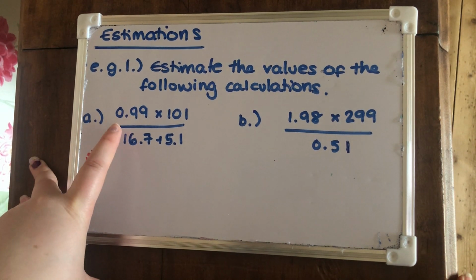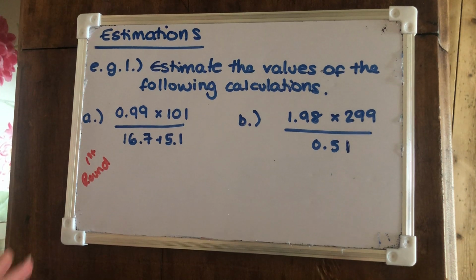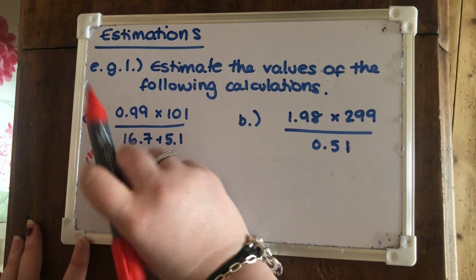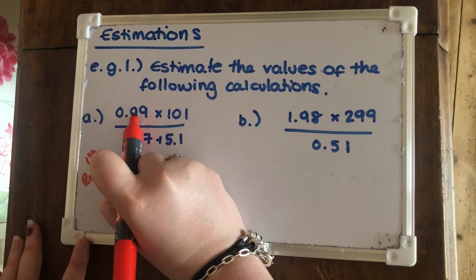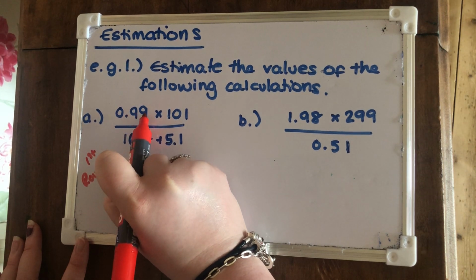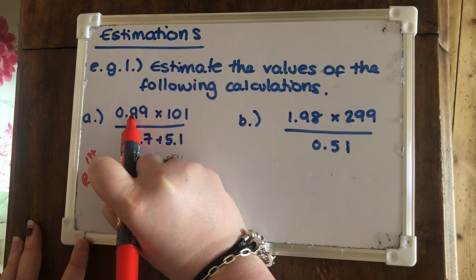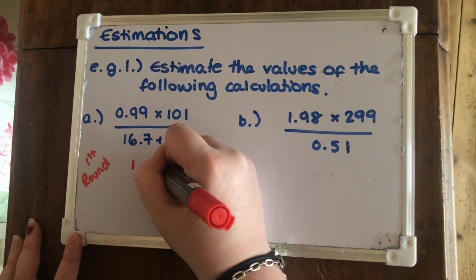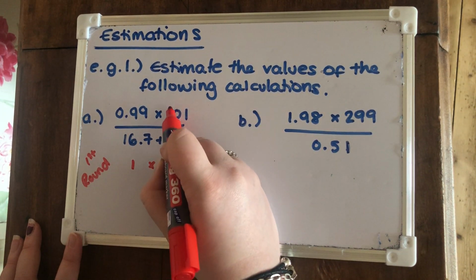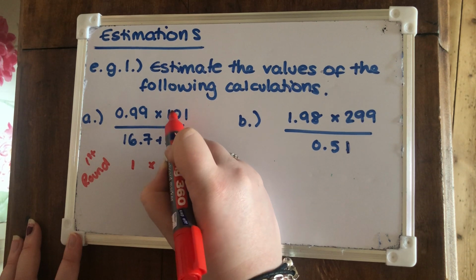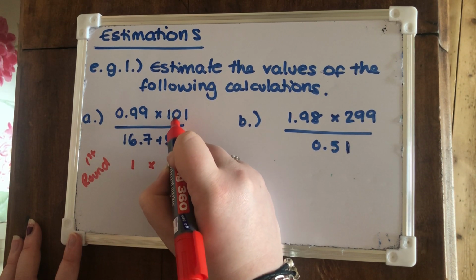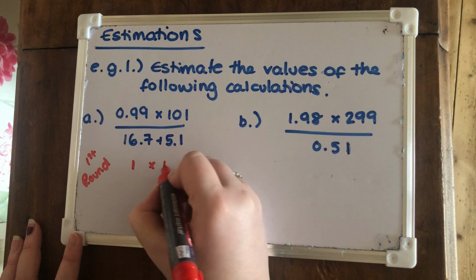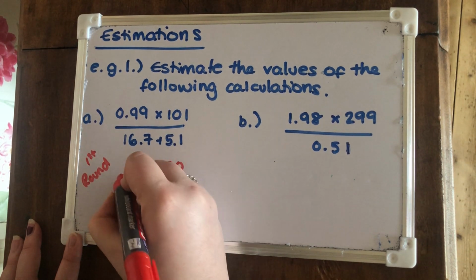So first one, 0.99. We need to round that to one sig fig. So this is the first significant figure of this decimal, but the 9 would round that 9 up, which would then carry over. So actually that's just going to round to 1. Okay, 101. So this is the first sig fig, and that means the rest will just be 0. So that's going to round to just 100.